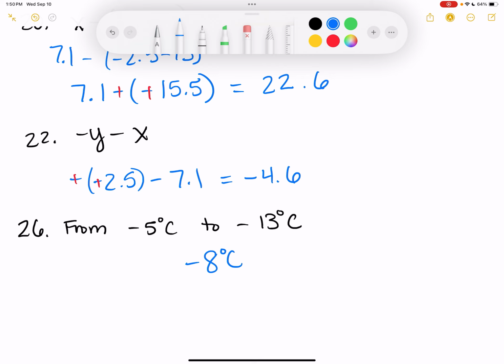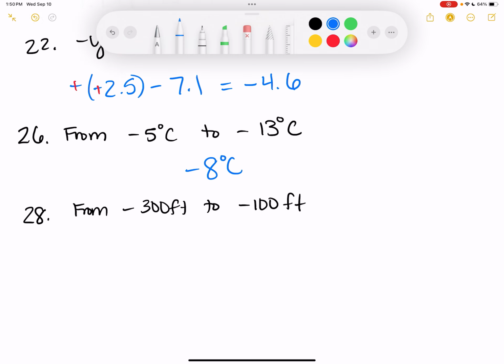Number 28. From negative 300 feet to negative 100 feet. How do I get from negative 300 feet to negative 100 feet? You add 200 feet. Do we have to put a plus? No, because it's assumed that it's positive. If you put the plus, it's not going to matter, but it's understood positive. It's just negative we have to do it for.